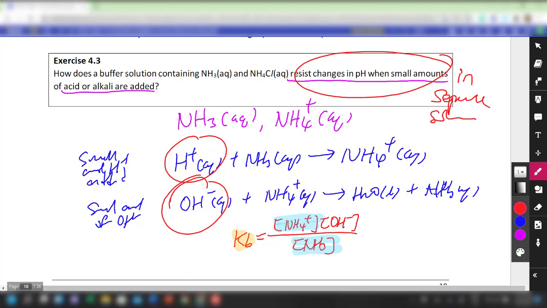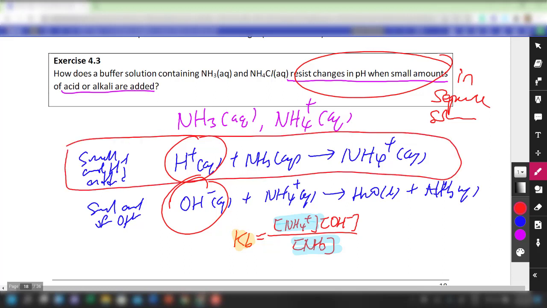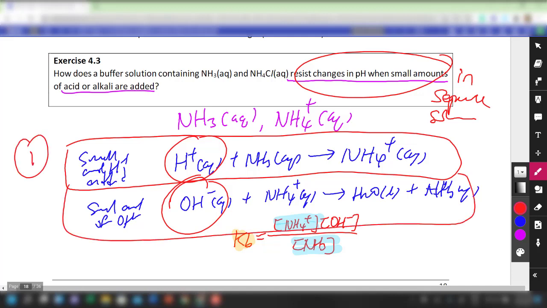Okay, you are adding them to separate solutions. So these are separate scenarios. This is one scenario, and this is the other scenario.